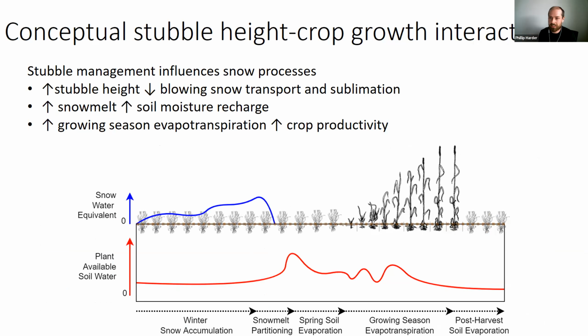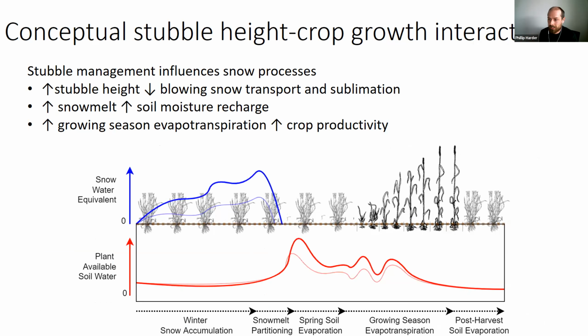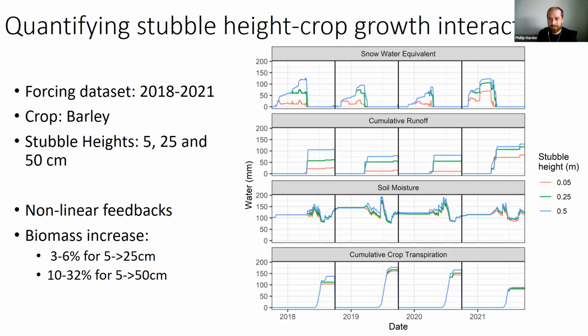So conceptually, if we increase stubble height, we'll get more snow, because we have less blowing snow transport and sublimation. With more snowmelt, we have a possibility of more soil moisture recharge. Not necessarily, but for the most part, that is what will happen. As well, growing season evapotranspiration should increase because we have more soil moisture available, and therefore we should have more productivity. So we put all this together in this CRAM model, and let's put some numbers to it.